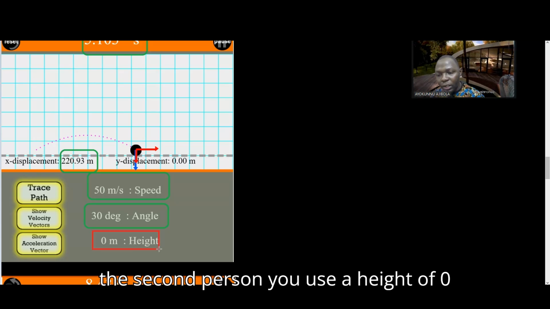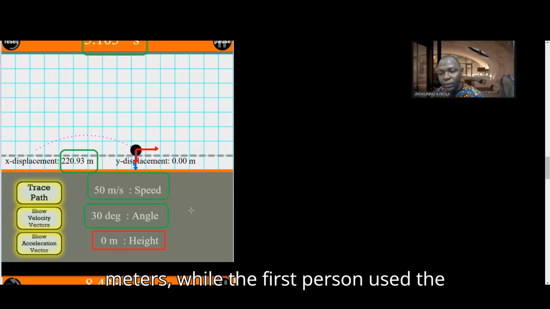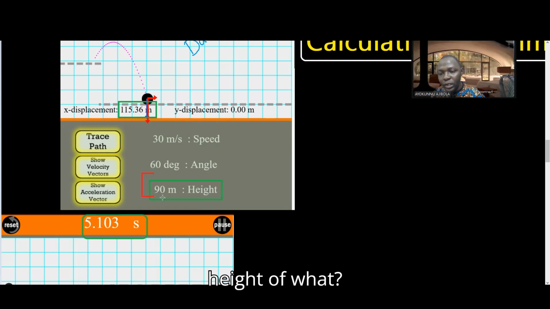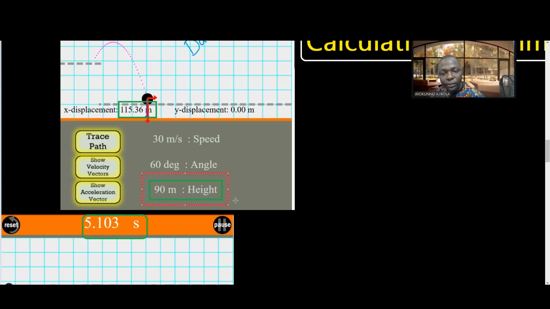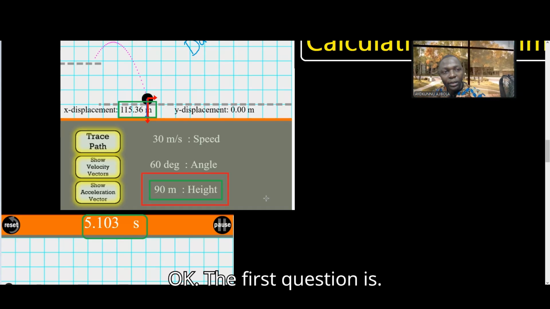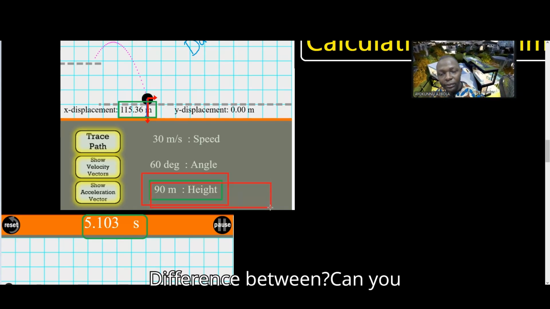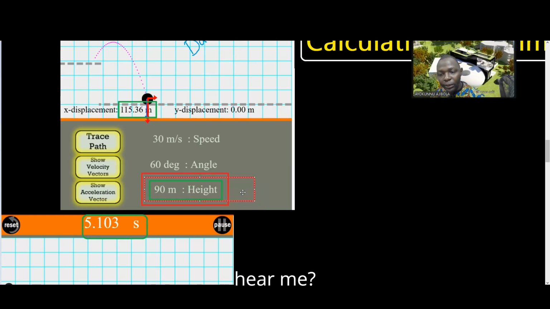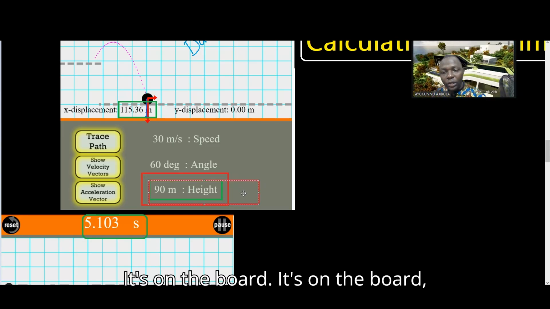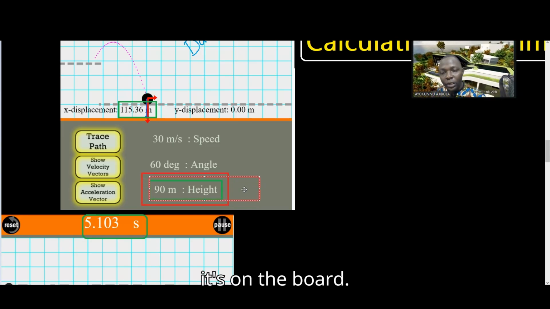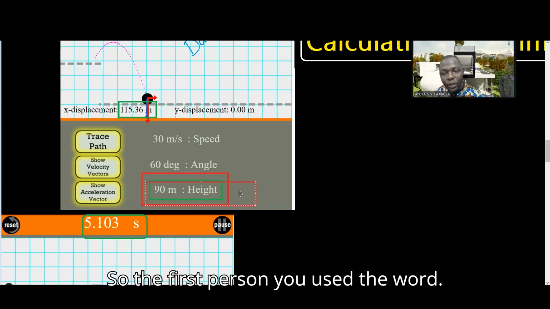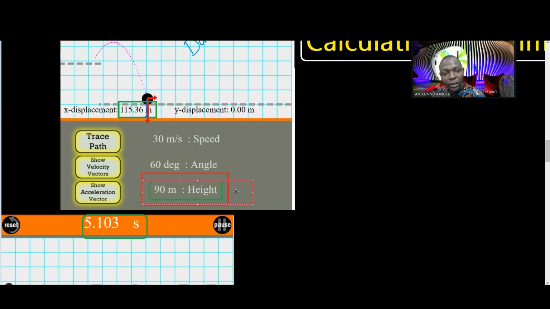The second person used a height of 0 meters, while the first person used a height of what? It's on the board. So the first person used a height of what?